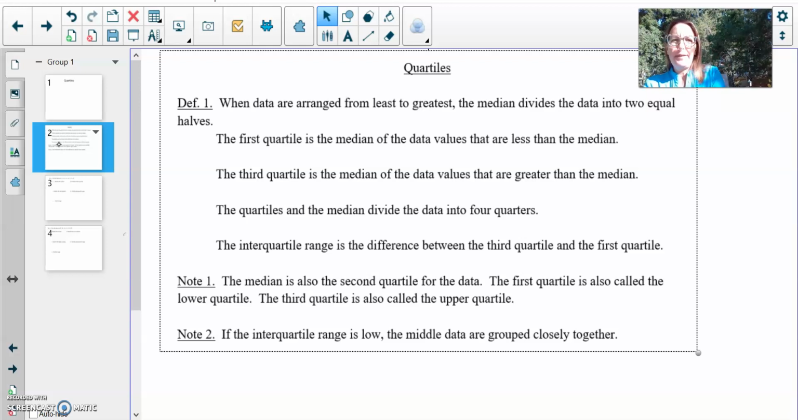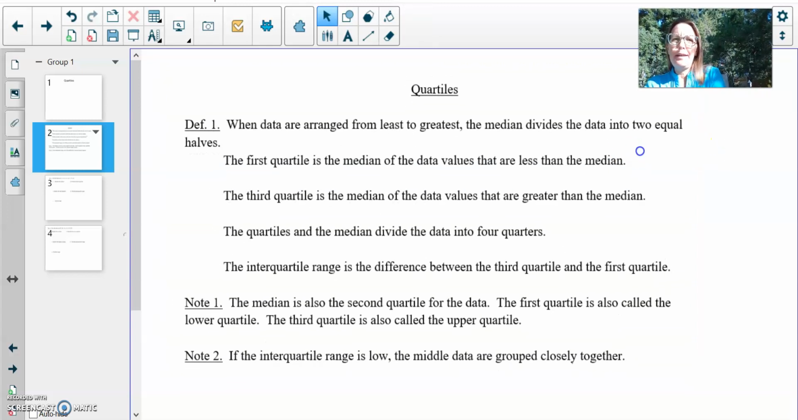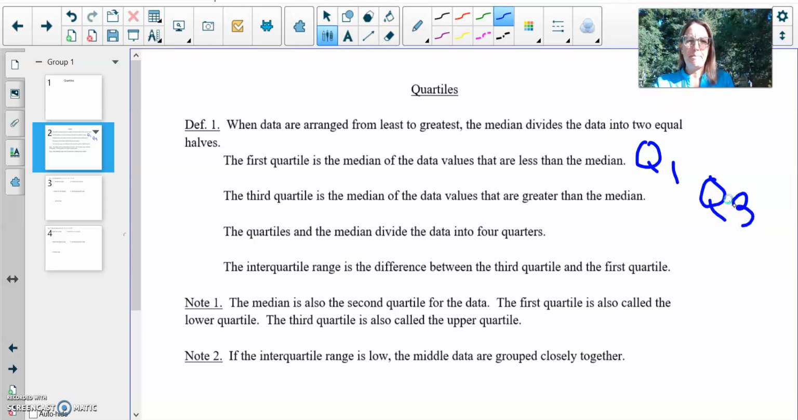The symbol for the first quartile is a Q with a subscript of 1. So Q1 means the first quartile. The third quartile is the median of the data values that are greater than the median, so it's the median of the upper half of the data. The notation for the third quartile is Q with a little subscript of 3.